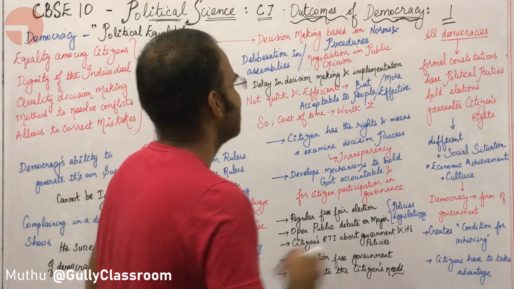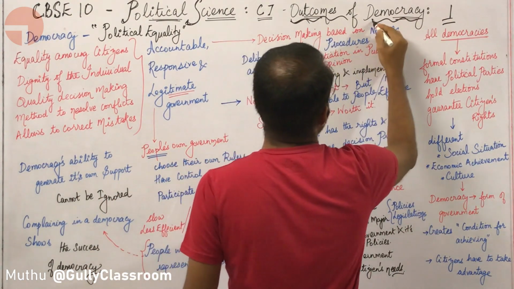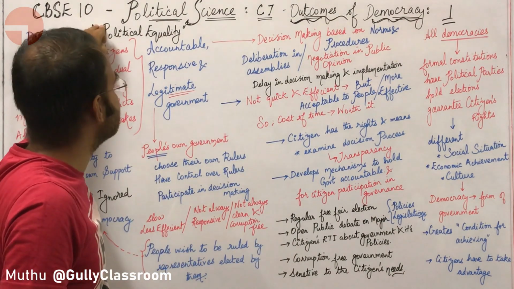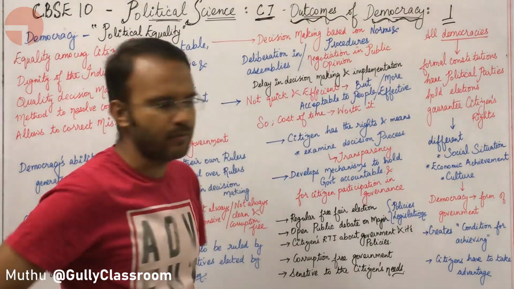Okay, this is the first lecture in the unit Outcomes of Democracy in Political Science. CBSE 10th Standard Political Science, Chapter 7, Outcomes of Democracy.